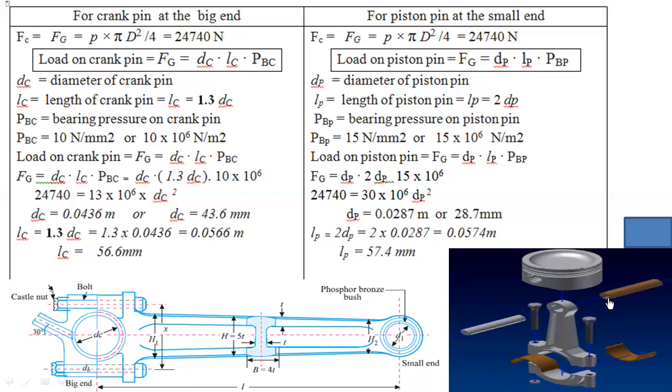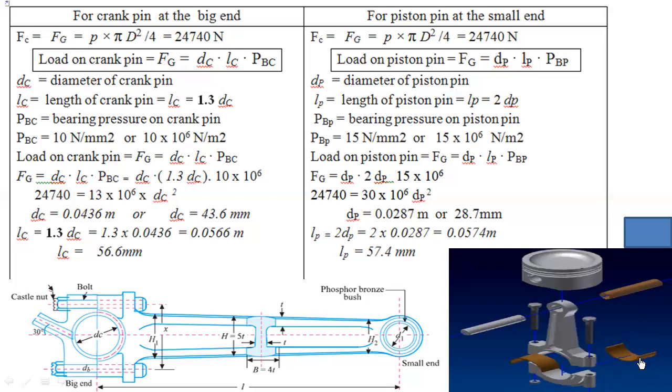Yeah, this is a piston. Sorry, this is a piston pin. This is a piston pin bearing, that is a phosphor bronze bush. This is a phosphor bronze bush, which acts as a bearing. So here this is a piston pin bearing or a phosphor bronze bush, and these two halves are also bushes at the big end.